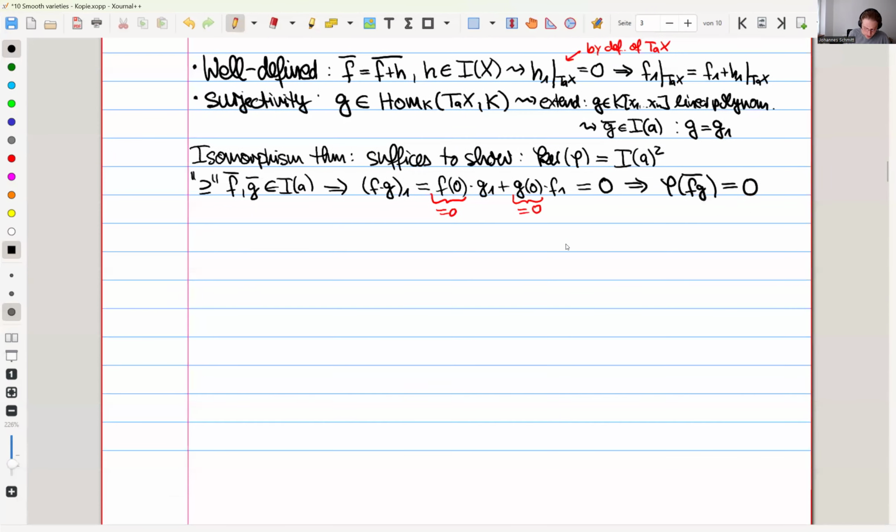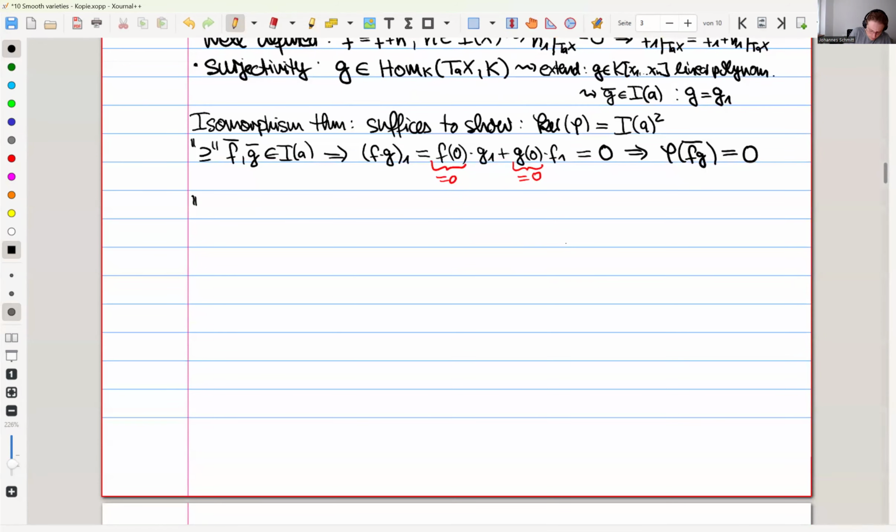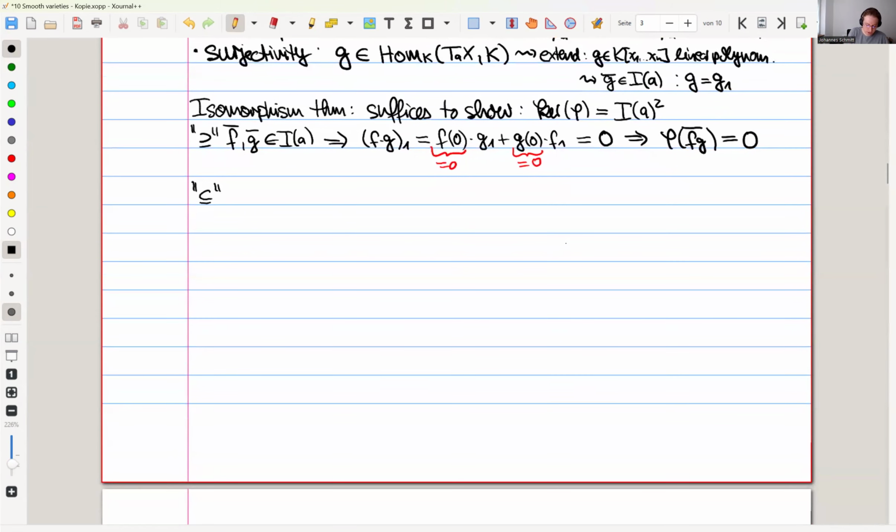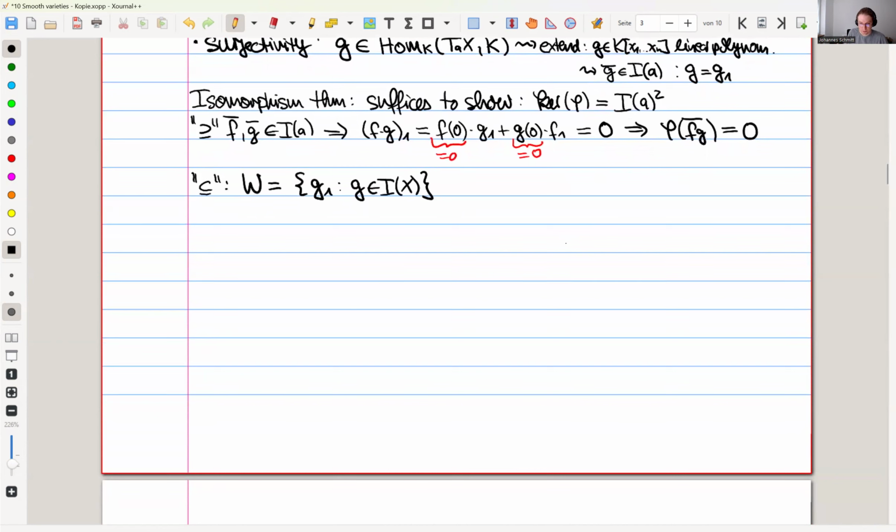Okay. So the other inclusion here is a bit more tricky, but it's basically just some fancy linear algebra, I would say. So to start this fancy linear algebra, let me define the following space. It's just you take all the elements in the ideal of X and take their linear part. This is contained inside the k-linear span of all of these x1 up to xn. I mean, all of these are linear polynomials. Let's call this span here V.